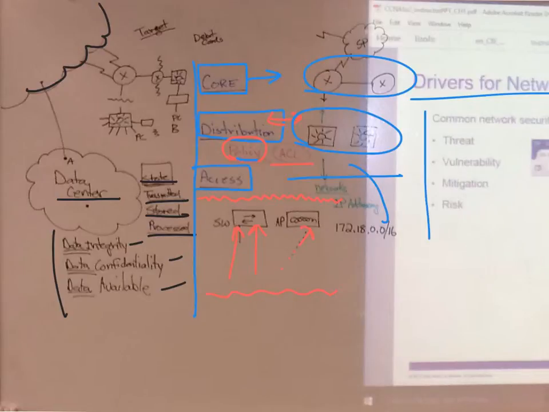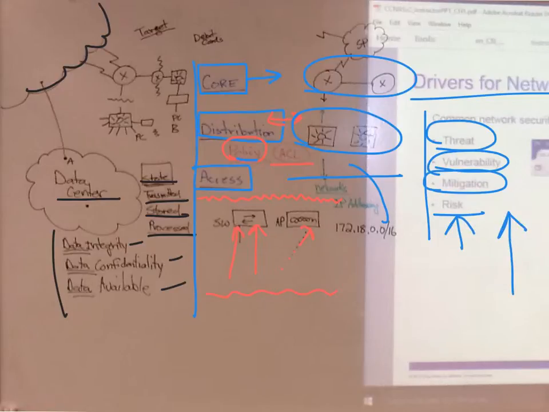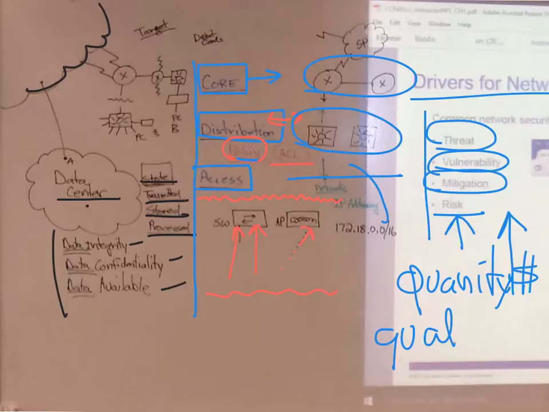Drivers for security, we've got the overhead here. Is there a threat? How vulnerable are you to the threat? Can you mitigate it? And how you decide if you're going to mitigate it or not is you measure your risk. You can either measure it in money, very quantify it, or you can qualify it. What's it going to do to your business if something happens?